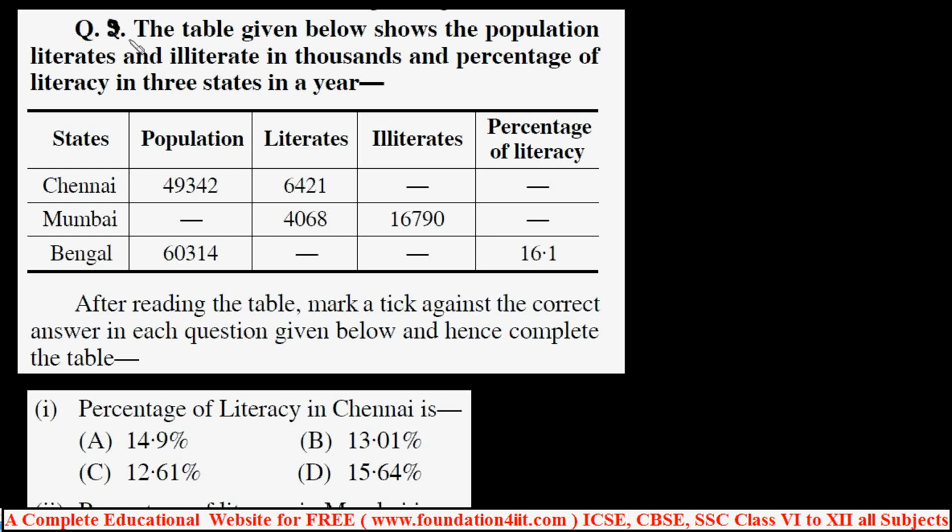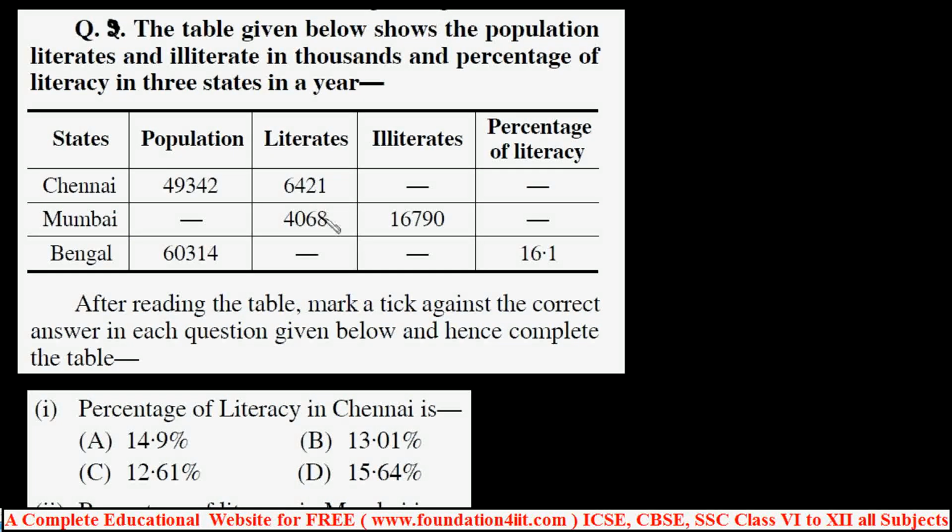Now see in this problem, in this question 2, the table given below shows the population, literates and illiterates in thousands and percentage of literacy in 3 states in the year. This is the given data. 3 states, Chennai, Mumbai and Bengal. Population in Chennai is 49,000, okay, 342,000 cities. So extra 3 zeros you have to keep. Okay, literates 6,421,000 again. So illiterates is blank, percentage of literacy.